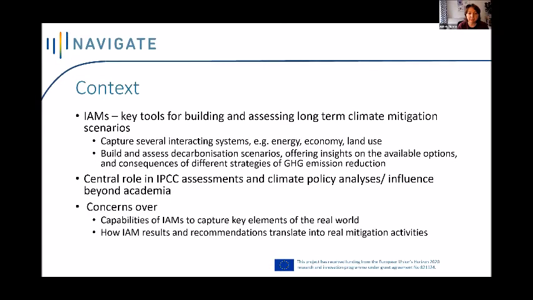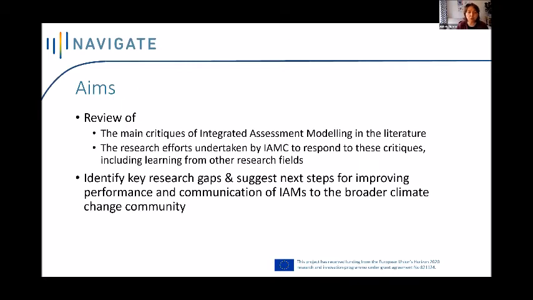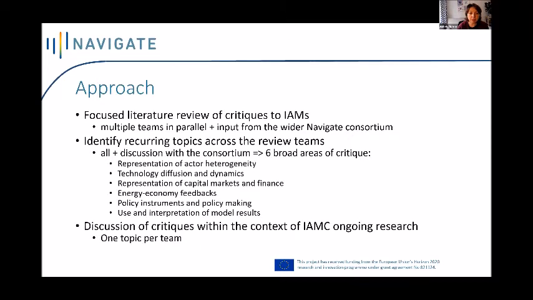In parallel, there have been rising concerns from the scientific community related to the capabilities of IAMs to capture the key elements of the real world, and how the results and recommendations from IAM analysis translate into real mitigation activities. So we set off to review the main critiques of integrated assessment modeling in the literature, but at the same time contextualize them within the research efforts undertaken by the IAM community to respond to these critiques, including learning from other research fields. We aimed at identifying research gaps and suggesting new steps for improving performance and communication of IAMs to the broader climate change community. How did we do that?